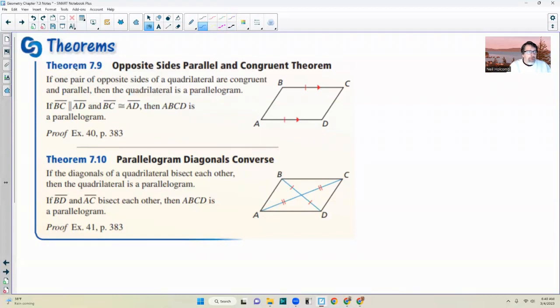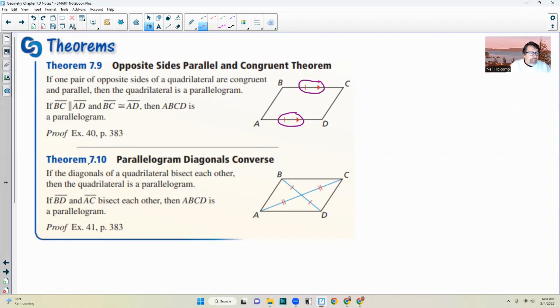Okay, 2 more theorems before we do any more examples. Theorem 7.9 is the opposite sides parallel and congruent theorem. So it says if one pair of opposite sides of a quadrilateral are congruent and parallel, then the quadrilateral is a parallelogram. So in this diagram, they're showing us that side BC is the same length as AD, but they're also parallel. So if BC were 10, AD is 10, and if they are parallel, if their slopes are equal, we're leading up to that in the coordinate plane here, if two sides are congruent and parallel, then quadrilateral ABCD is a parallelogram.